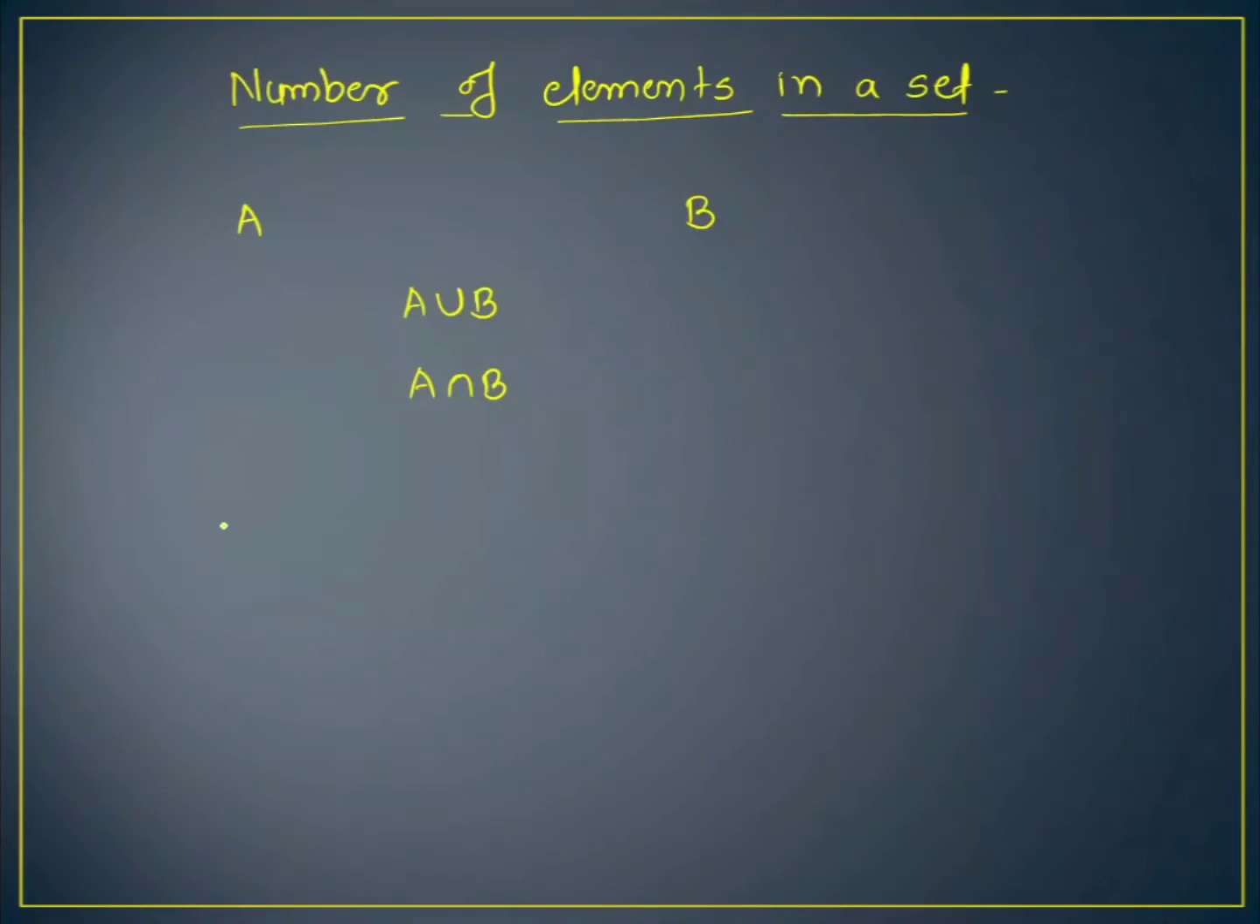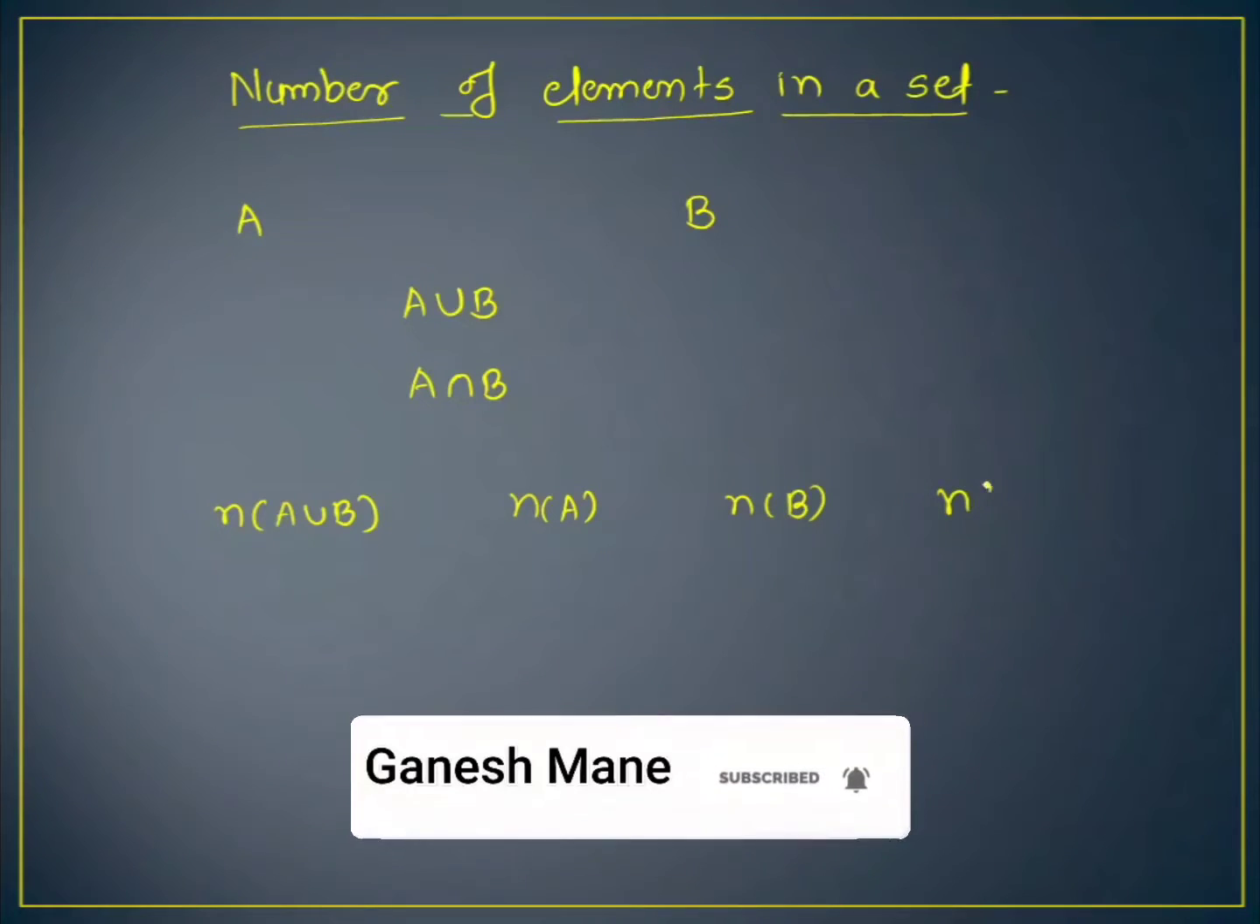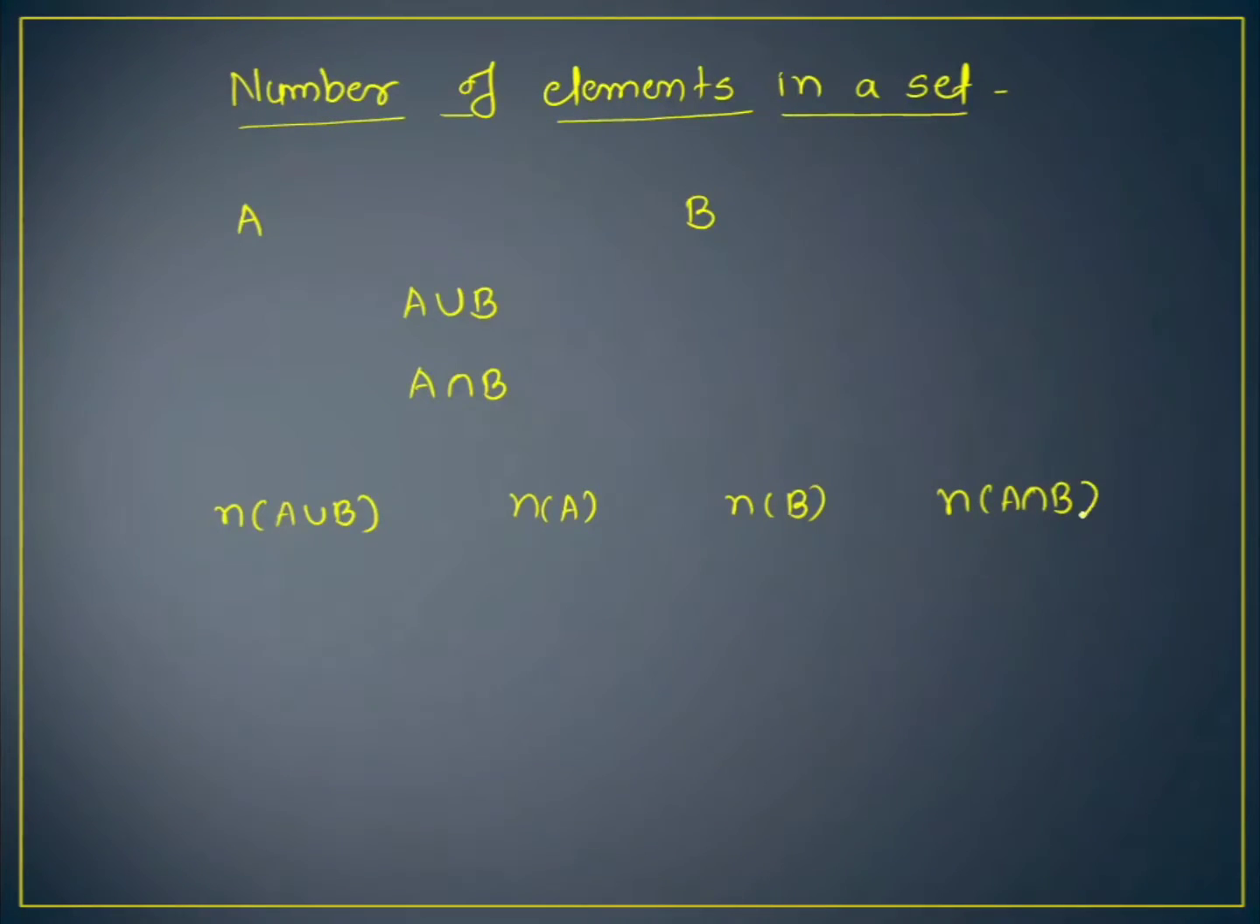That is, we have n of A union B, that is the number of elements in A union B. Then we have n of A, the number of elements in set A, n of B, the number of elements in set B, and n of A intersection B. So there is a relation amongst the number of elements in all these four sets. If we add the number of elements in set A and set B, and subtract the number of elements in A intersection B, that is equal to n of A union B. So this is the property.